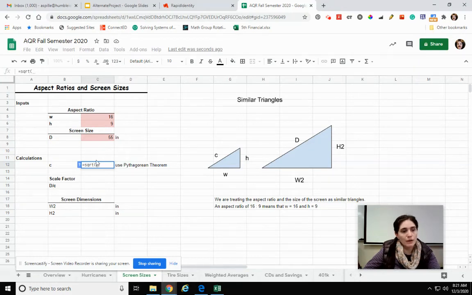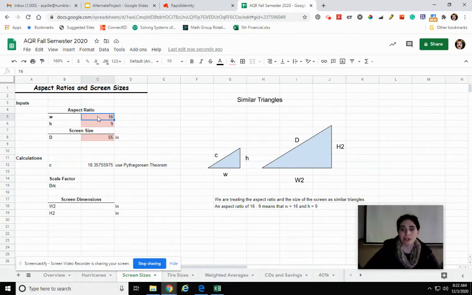Now I want a squared, which is this one. Shift 6 gives me the little caret, the raised to the power of, 2, plus, and then I want this one squared, so Shift 6, 2, close parentheses, and that gives me this. So my diagonal for this aspect ratio is 18.3575, whatever. If I change this now, let's say I'm at my grandparents' house and they have an old school TV, the aspect ratio is 4:3.